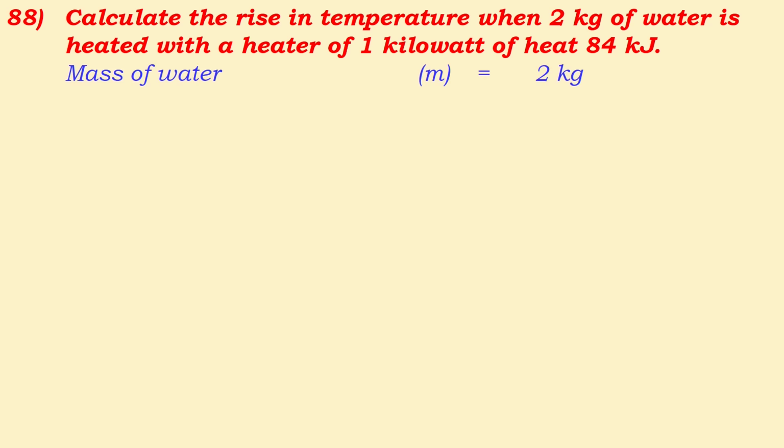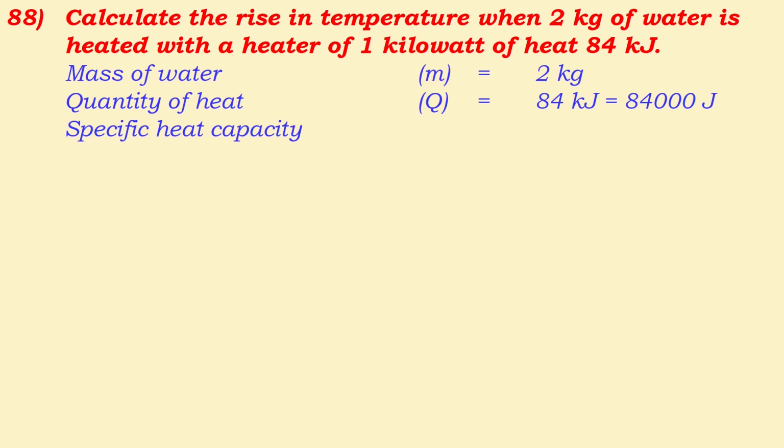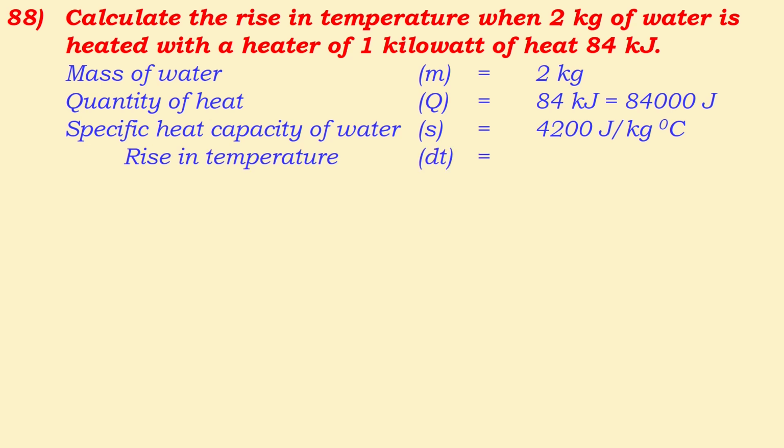Mass of water m is equal to 2 kilogram. Quantity of heat Q equal to 84 kilojoule. Kilojoule means it is 1000 times greater than joule, so we have to convert it into joule because we are following joule in our numerical problems. 84 multiplied by 1000 becomes 84,000 joule. Specific heat capacity of water is not given, that's why I am taking it myself as 4200 joule per kg degree Celsius. According to requirement, this can be taken in the numerical problem, and rise in temperature dt is the question.